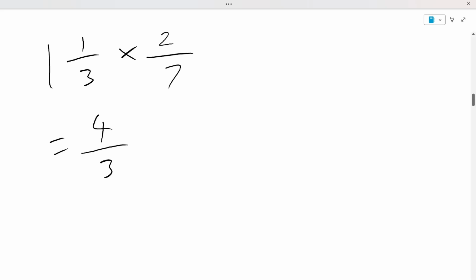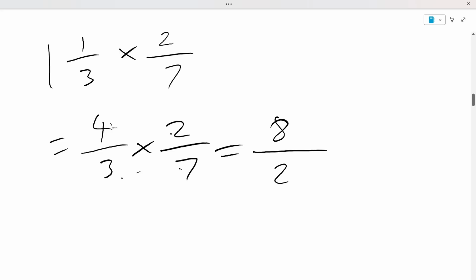If you have a mixed number being multiplied by anything, just convert it to an improper fraction. So 1 and 1/3 is 4/3, and then you take 4/3 times 2/7. No cross simplification here. There's no simplifying we can do. 4 and 7 don't share any factors, 2 and 3 don't share any factors. 4 times 2 is 8, and 3 times 7 is 21, and that's your final answer. And that's all there is to 1.6. See you in 1.7.